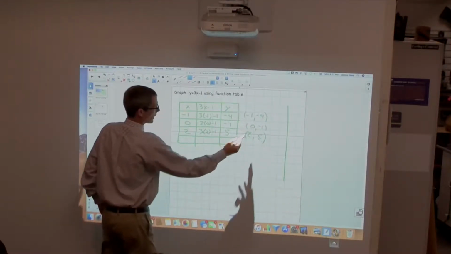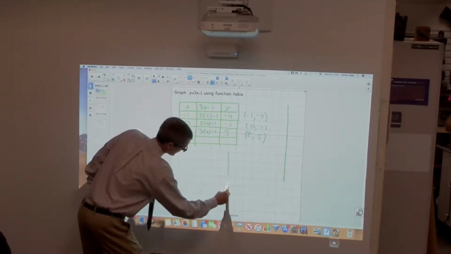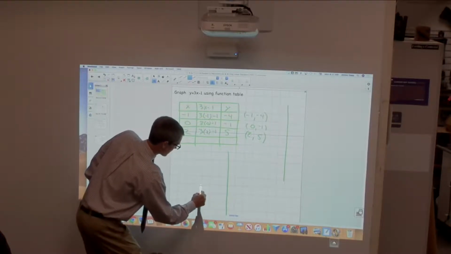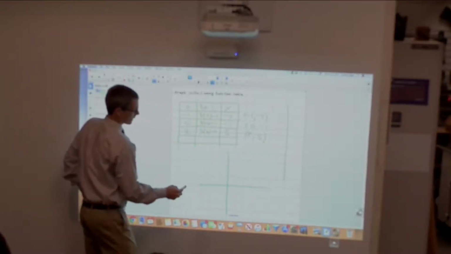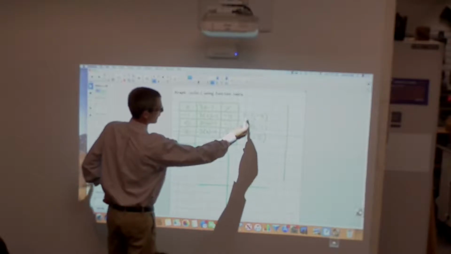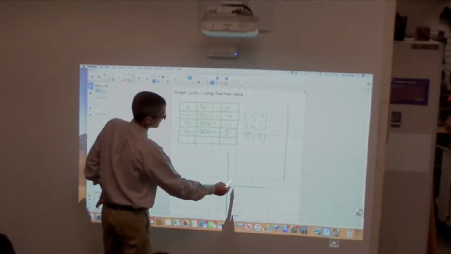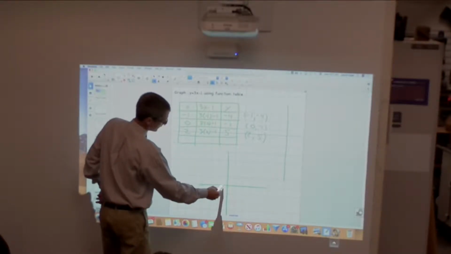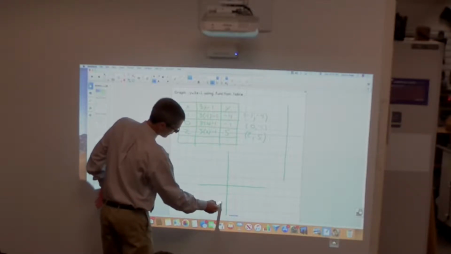So I have negative 1, negative 4. So let's see what I can do here. We have to make each of these squares worth more than 1. So I'll make each square worth 2. So negative 1, negative 4 means go left 1 and down 4, which is right here.